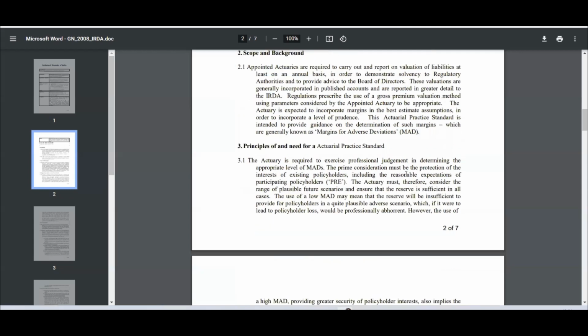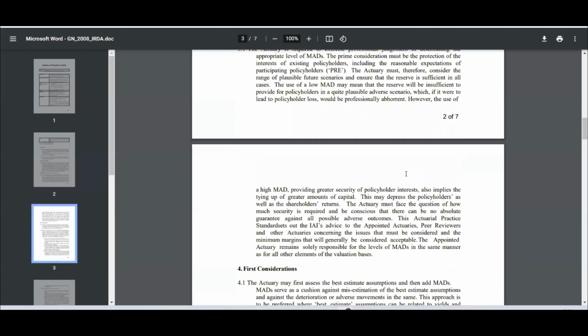Once again, the appointed actuary is the person responsible for calculating the MADs in the parameters, just as he or she is responsible for calculating everything else in the valuation basis. So actuaries are the owners of liabilities, especially in life insurance and general insurance. The assets would be managed by the investment team, but when you talk about actuaries, actuaries are owners of liabilities, and that does not mean actuaries are negative people, right? Liabilities are very difficult to value. That's why actuaries are valuing liabilities.